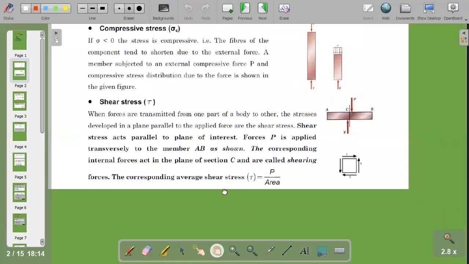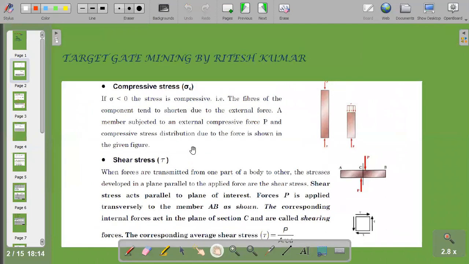There are three types of stress. One is compressive stress, the second is shear stress, and the third one is tensile stress. ठीक है?